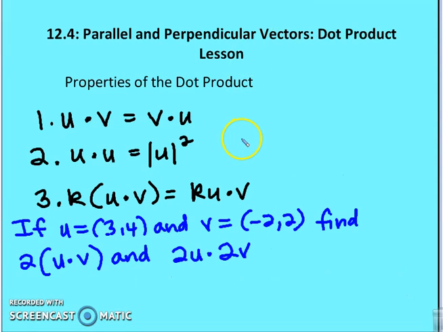All right, so let's take a look at number 3. Some constant k times u dot v is equal to ku dot v.